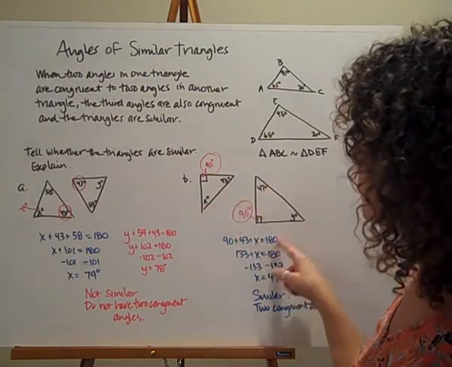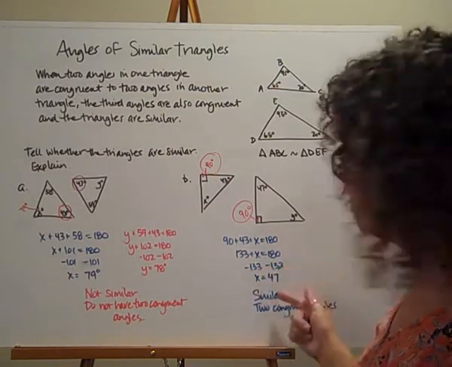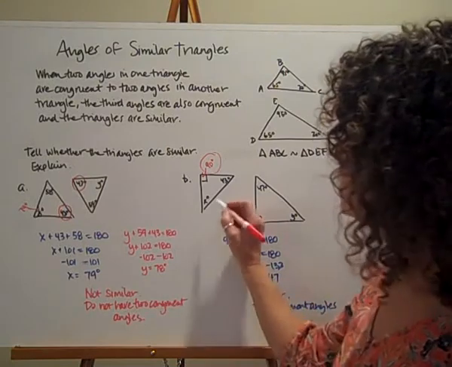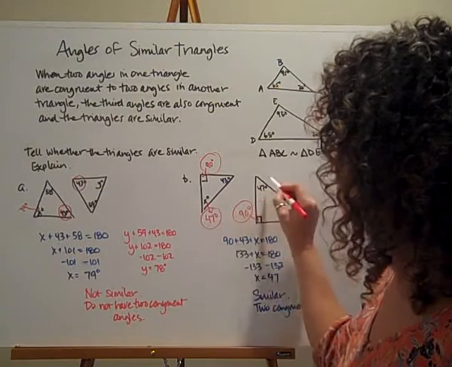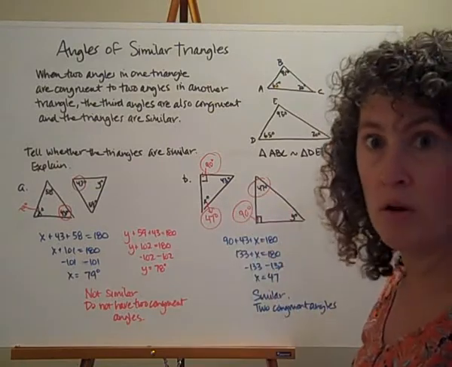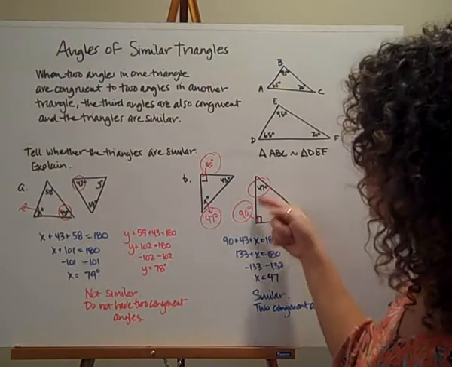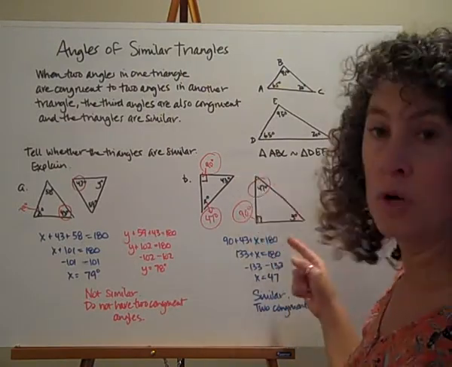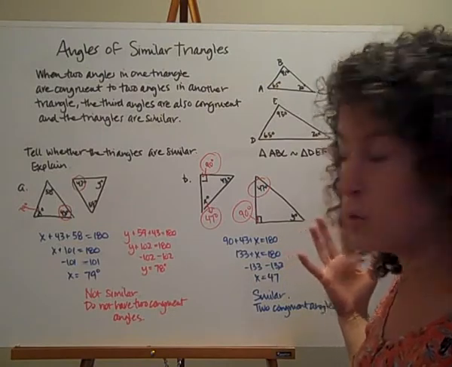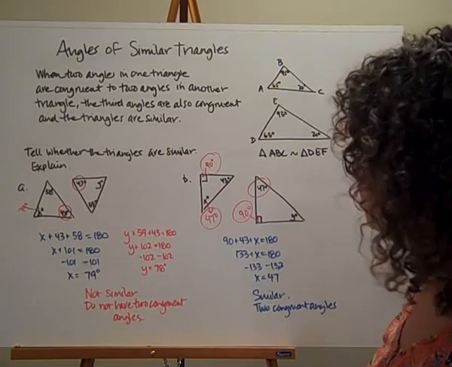90 plus 43 plus X equals 180. When I combine like terms, I get 133, and when I solve for X, I get 47. So this last angle here is 47 degrees, and there we go. We have a second pair of matching angles. I don't need to do any more work than that, because I know if I do 90 plus 47 and subtract that from 180, it's going to end up being 43, because that's just how triangles work with 180. So they are similar because I have two congruent angles.